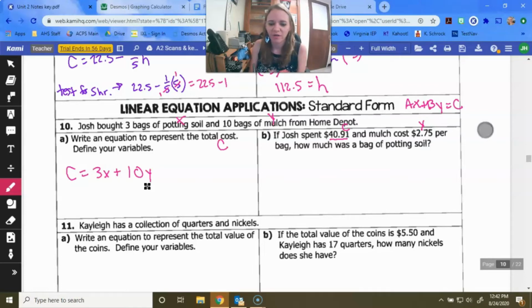So how much was a bag of potting soil? In other words, we want to know what is X. Alright, so 40.91 equals 3x plus 10 times 2.75. So that should be 27.5, minus 27.5.